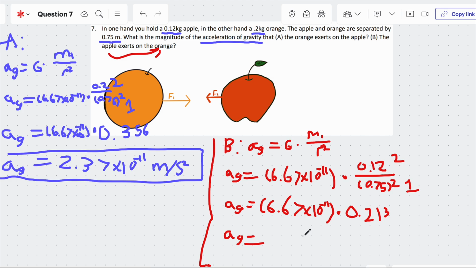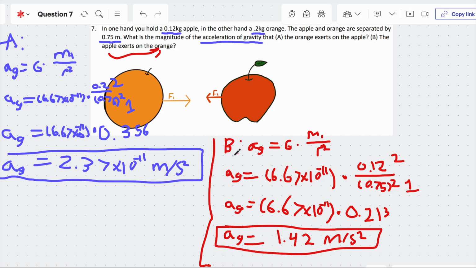So we get 6.67 times 10 to the negative 11th times the answer we just got. It should give us around 1.4, a couple of 2's and then a 9, so we'll go 0.42 meters per second squared. And this should be our answer for part B.